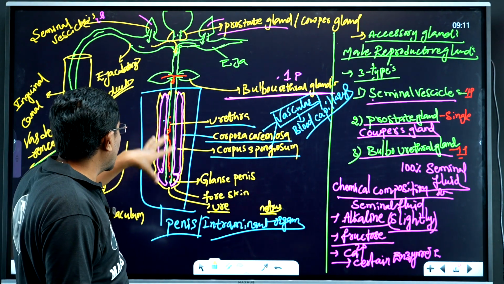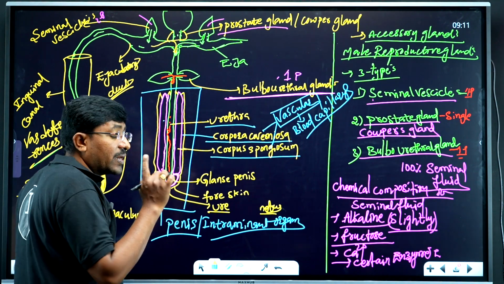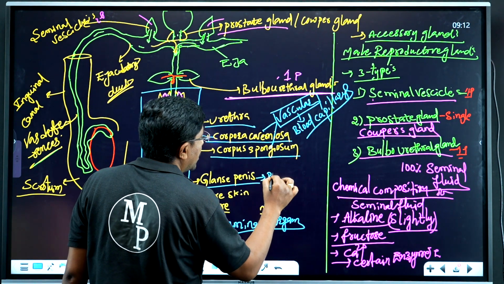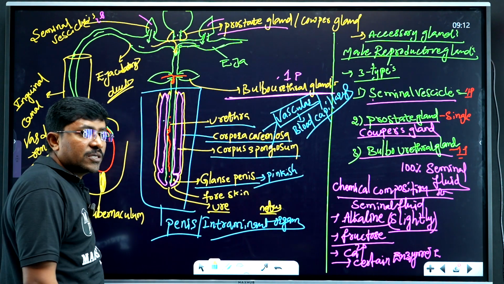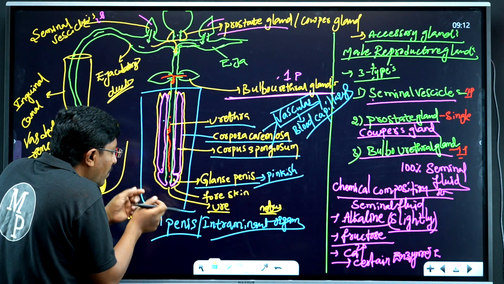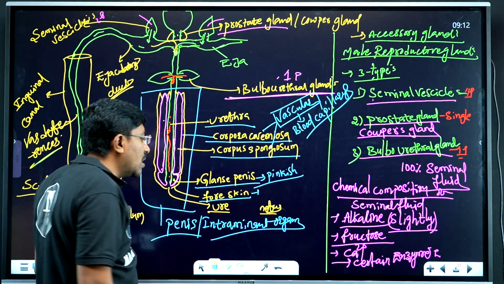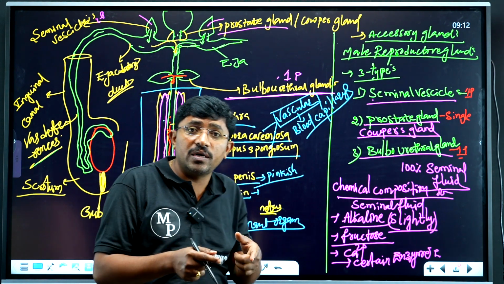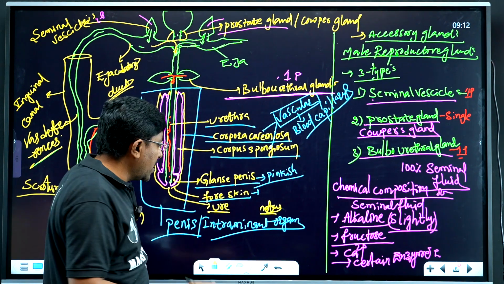Finally, at the tip of the penis there is a pinkish colored structure. The pinkish portion of the penis is called the glans penis. The total penis and glans penis are covered by one thin skin, and this skin structure is called the foreskin.